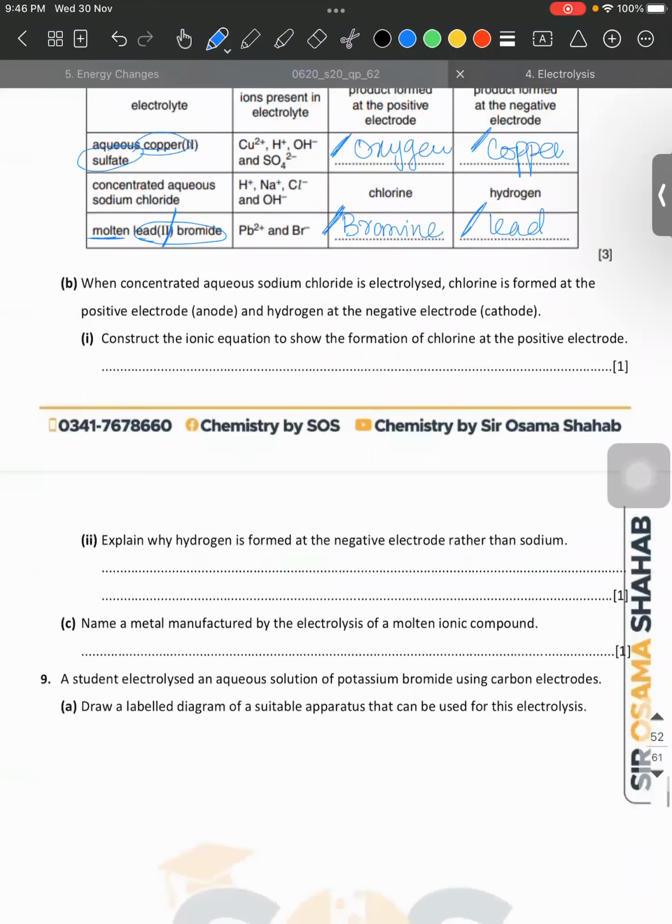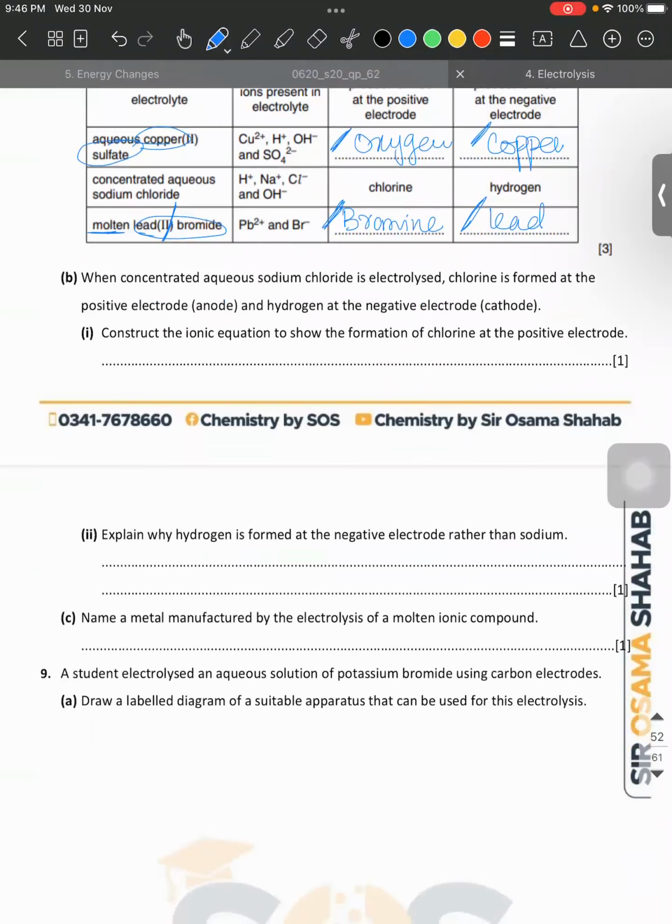Then, when concentrated aqueous sodium chloride is electrolyzed, chlorine is formed at positive electrode and hydrogen at negative electrode. Construct the ionic equation to show the formation of chlorine at positive electrode. We know that positive is anode and there is always loss of electrons over there. So loss of electrons is always written on the product side. Chloride will lose one electron to form chlorine atom. But we know that chlorine is from group number 7, so it should be diatomic. For this, two chlorides should lose one electron each, so it will form what? Chlorine gas. Am I right, Bacho?